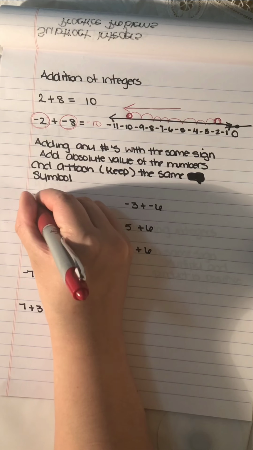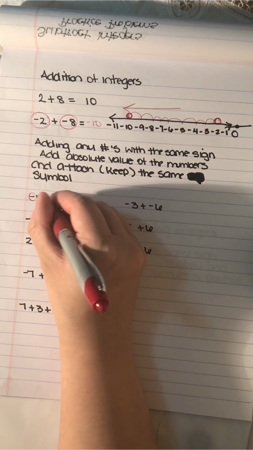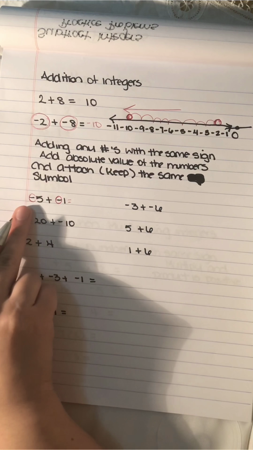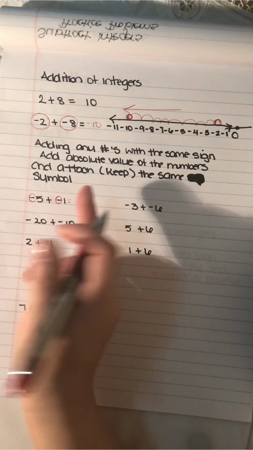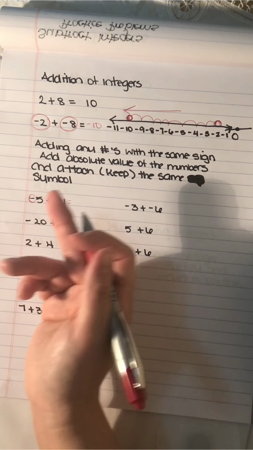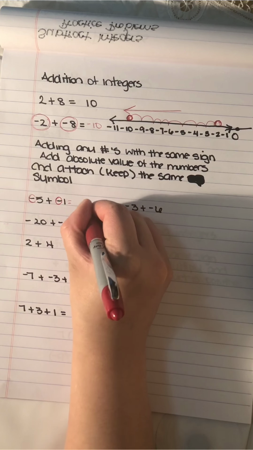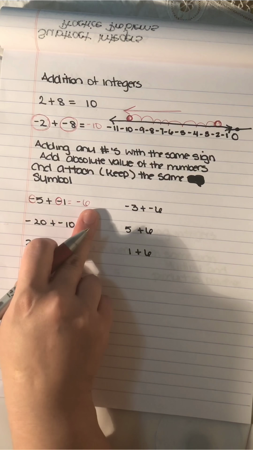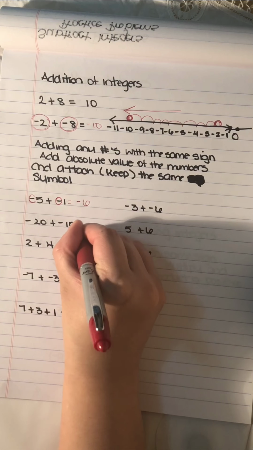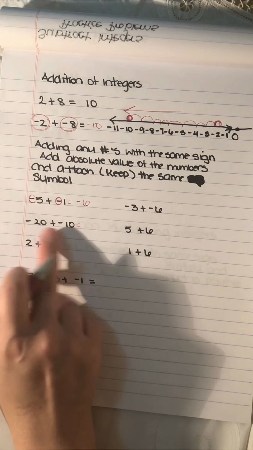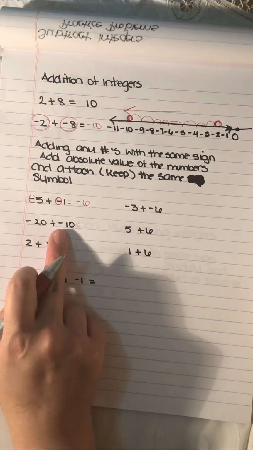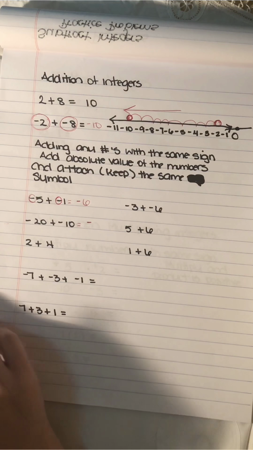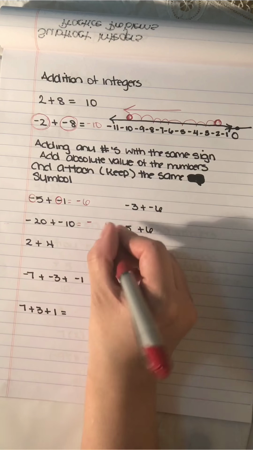Here we have the same sign. So the absolute value of negative 5 is 5. The absolute value of negative 1 is 1. 5 plus 1 is 6. But let's not forget there's a negative, so we keep the negative. Another way you can do it is you see there are 2 negative signs and we're adding, so we know it's going to be negative. And then 20 plus 10 is 30.